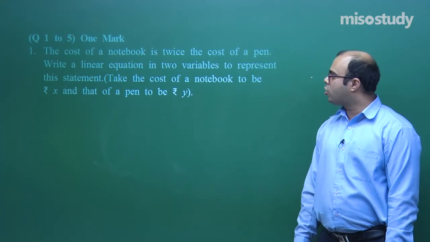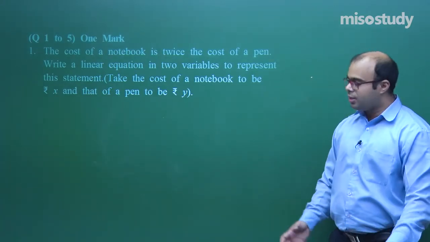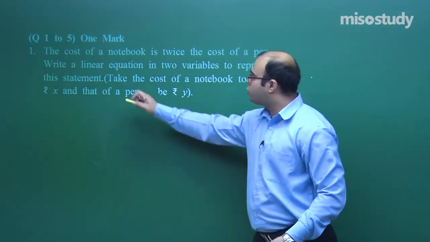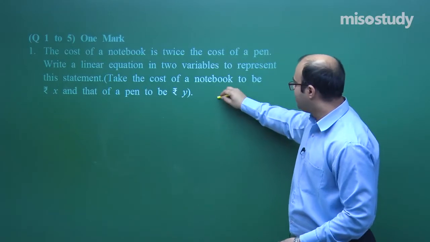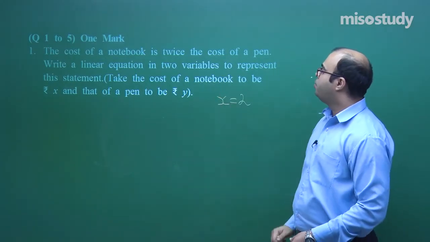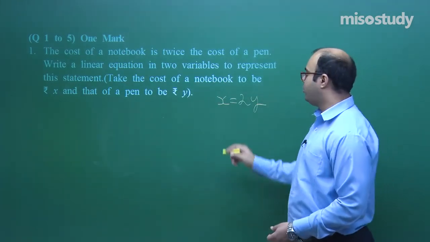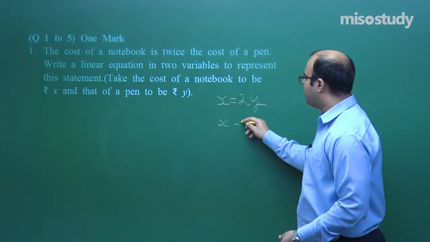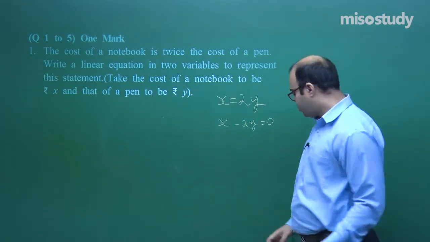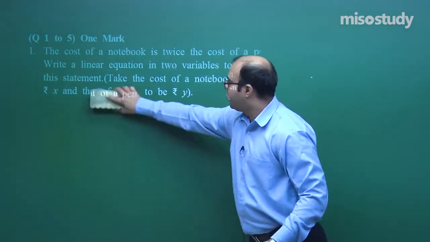They are saying take the cost of a notebook to be x and that of a pen to be y. So if the cost of a notebook is twice the cost of a pen, that means the notebook, whose cost is x, is equal to twice the price of the pen. Pen cost is y. So x is equal to 2y is the linear equation. We can arrange it like this also, x minus 2y is equal to 0, students. So this was a simple mathematical expression for that given word problem.